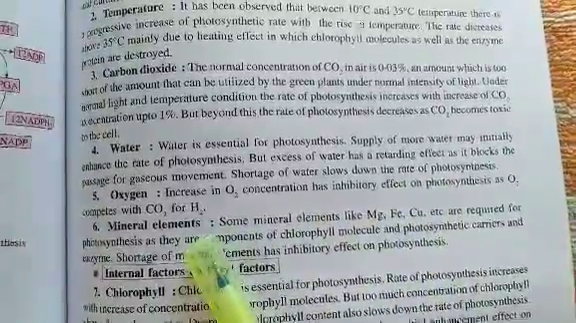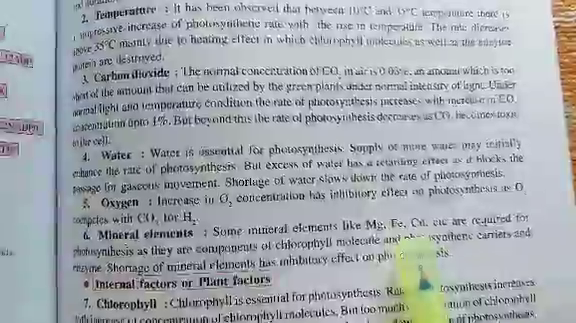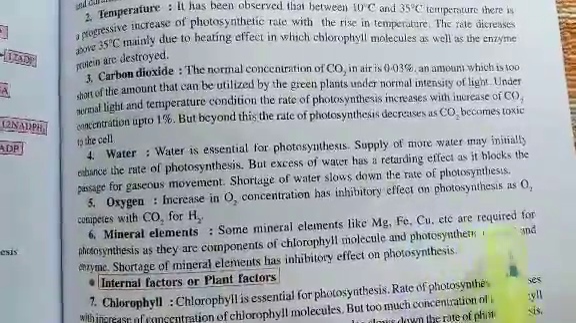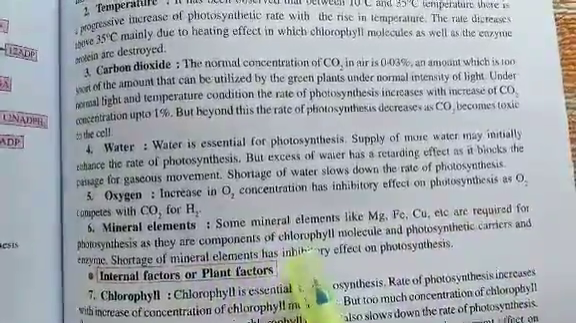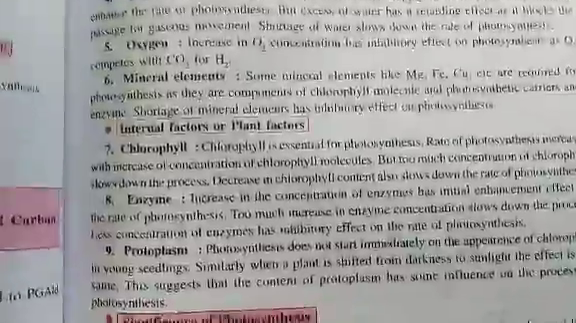And next one is mineral elements. There are some minerals like magnesium, iron, copper, etc., which are required for the photosynthesis process as components of the chlorophyll molecule. Now see the internal factors. What are the internal factors?